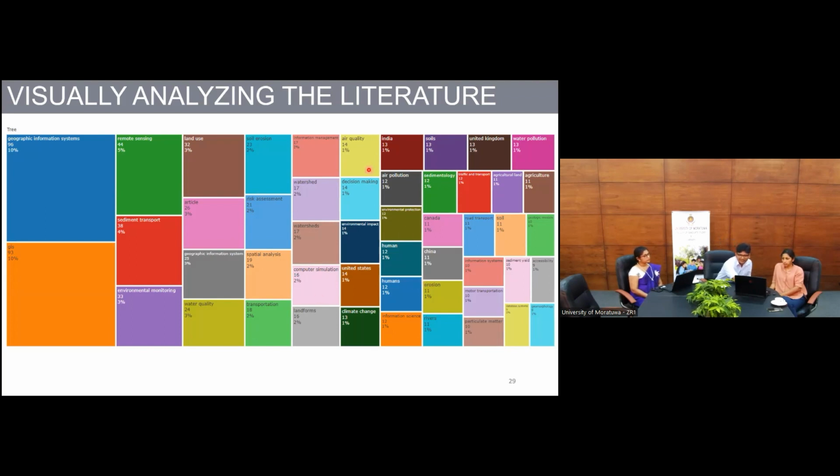Now say that your research is about air quality, or about the United Kingdom, or about India, water pollution, agriculture. You may be a researcher focusing on those areas. It means that your research also has a part in this domain, so that you can focus more on the research that is relevant to your particular scope or particular research question.